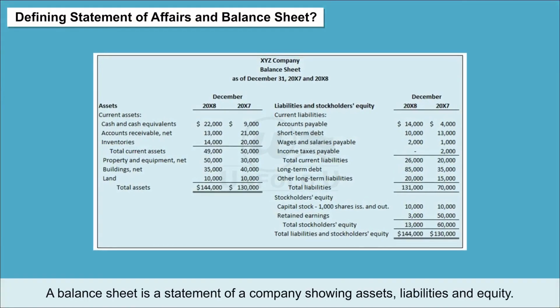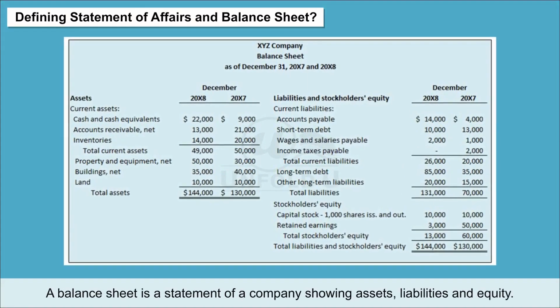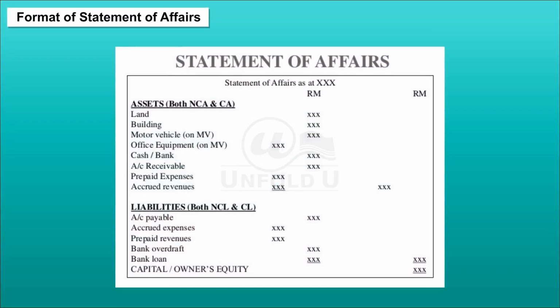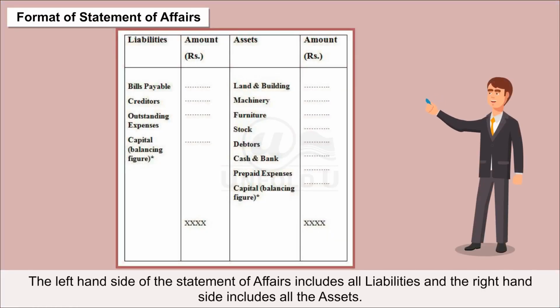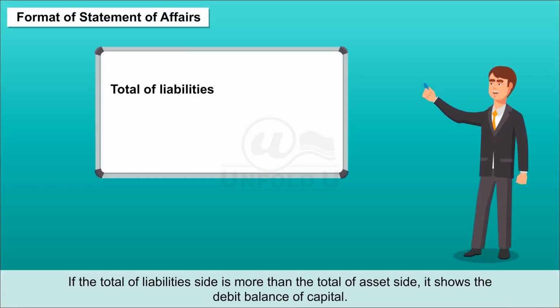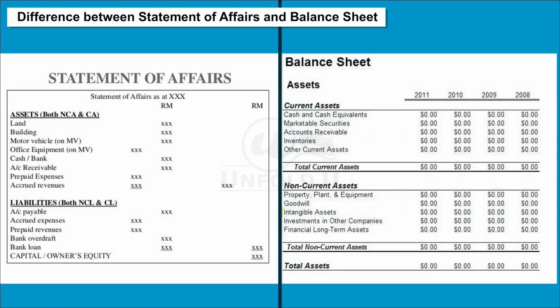A balance sheet is a statement of a company showing assets, liabilities, and equity. This statement is based on the double entry system of bookkeeping. Format of statement of affairs. The left-hand side of the statement of affairs includes all liabilities and the right-hand side includes all the assets. If the total of the liability side is more than the total of the asset side, it shows the debit balance of capital.